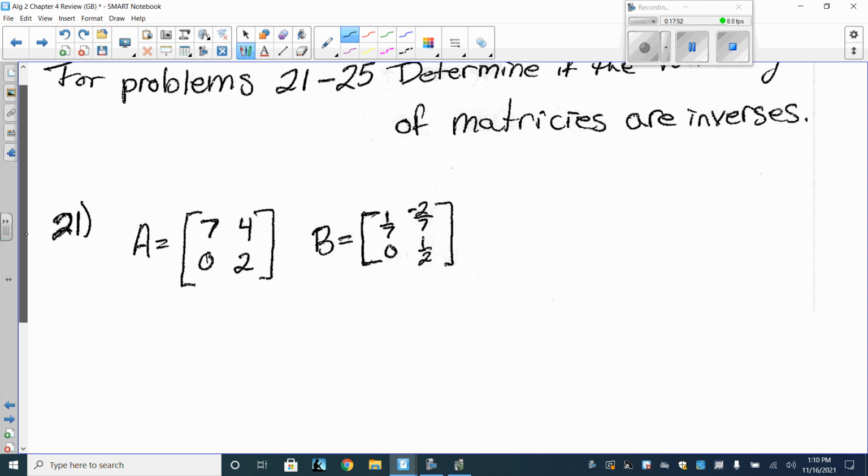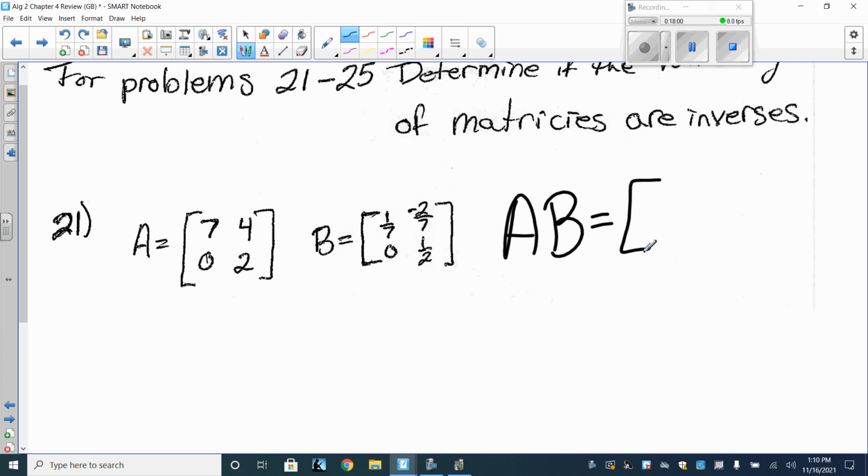With inverses? So we know the two matrices are inverses if we multiply them together and get what? The identity matrix. 1, 0, 0, 1 is the identity matrix. So if we multiply them together and get the identity matrix, then the two matrices are inverses of each other. If we get anything other than the identity, they're not going to be inverses.